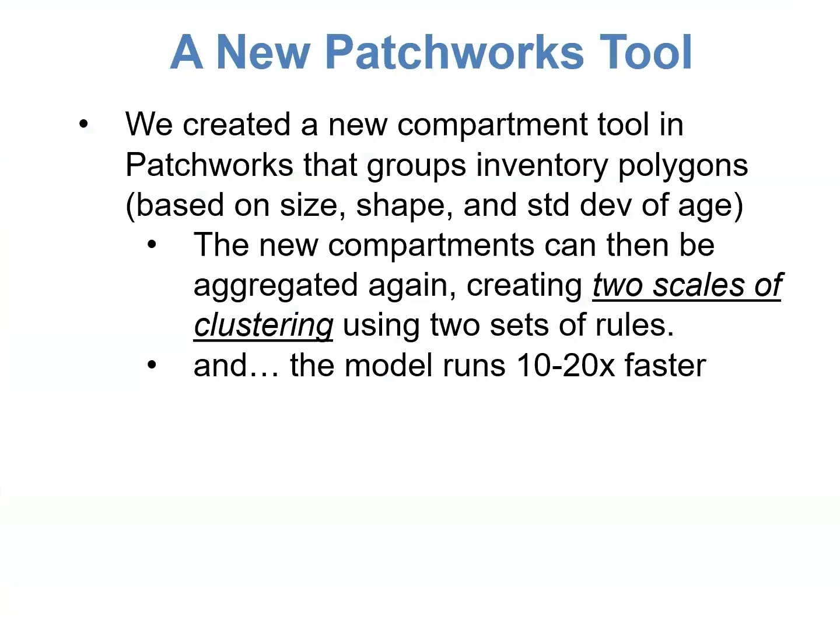Okay, the third part of it is a new Patchworks tool. So a large part of this project was actually creating what we're calling a compartment tool. It's a second layer or second level of aggregation, which means there are two scales of clustering going on now, not just one. The added bonus is that the model runs up to 20 times faster with this tool, which means you can test more scenarios, which we did.